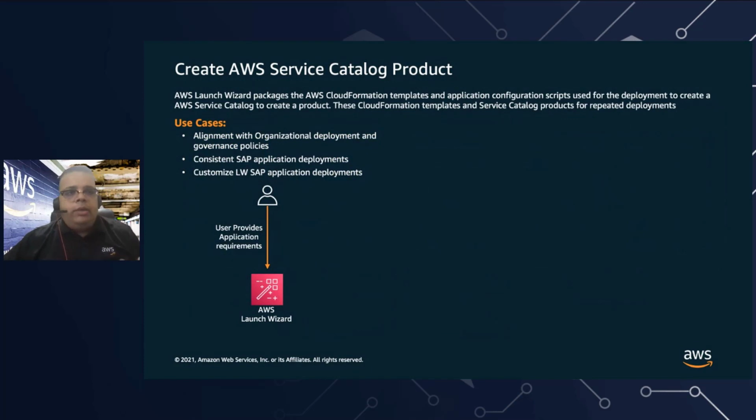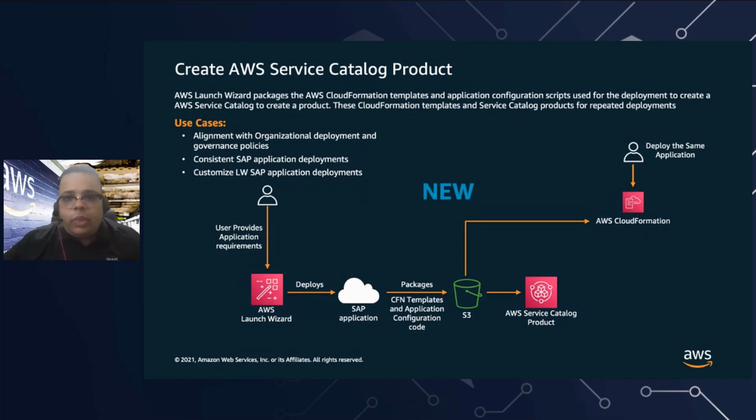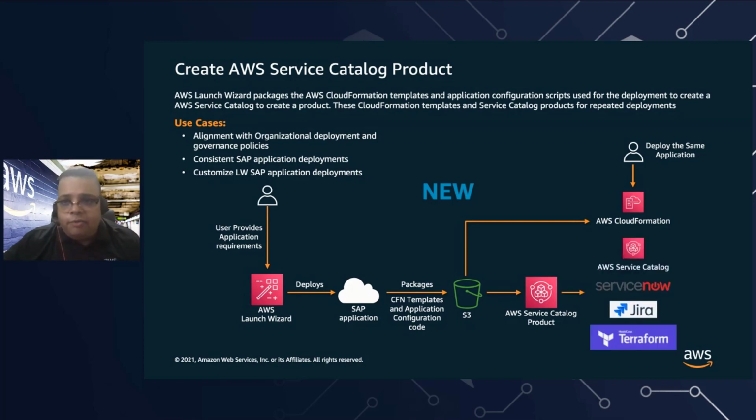So this is our latest feature from AWS Launch Wizard perspective. When customers deploy SAP application with AWS Launch Wizard, it can save the CloudFormation templates and the application configuration code in customers' S3 buckets, right? So you can use the AWS Service Catalog products along with the integration with third parties such as ServiceNow, Jira, or Terraform.